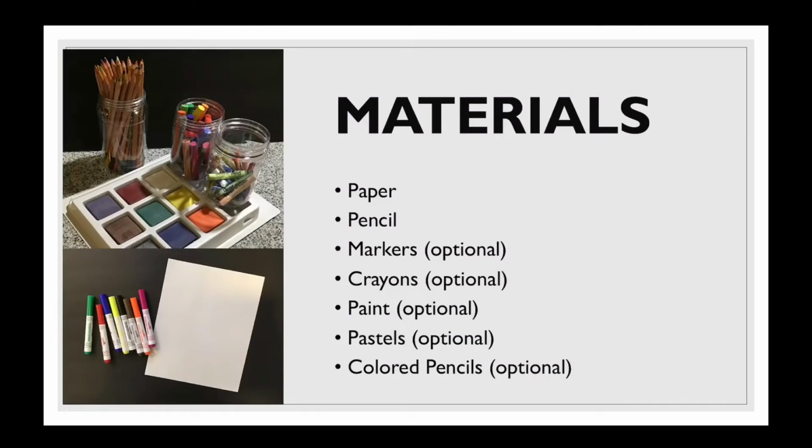Some of the materials listed for this project are optional, but the materials that you will need are a piece of paper or something to draw on, and something to draw with. I recommend a pencil in case you make a mistake, then you can use your eraser to erase it. Markers are optional, crayons are optional, paint is optional, pastels are optional, and colored pencils are optional. I always encourage you to add color to your pictures, but if you do not have those materials, you do not have to worry about it.